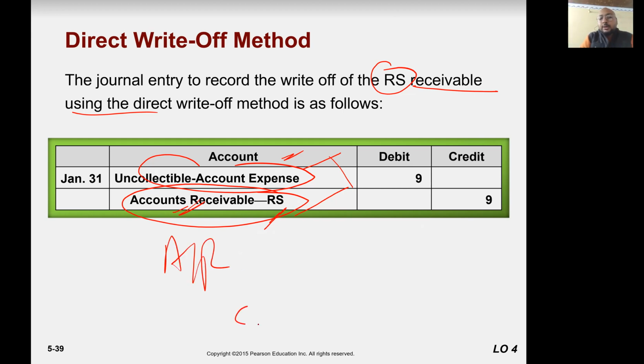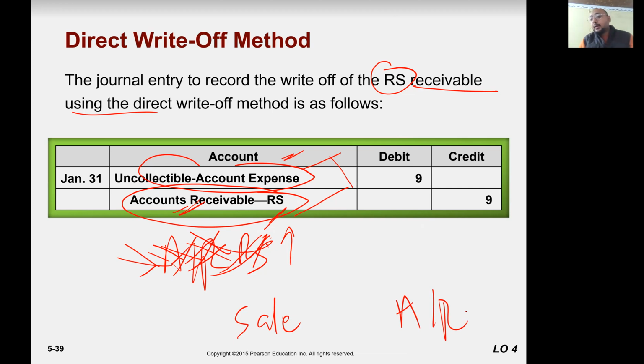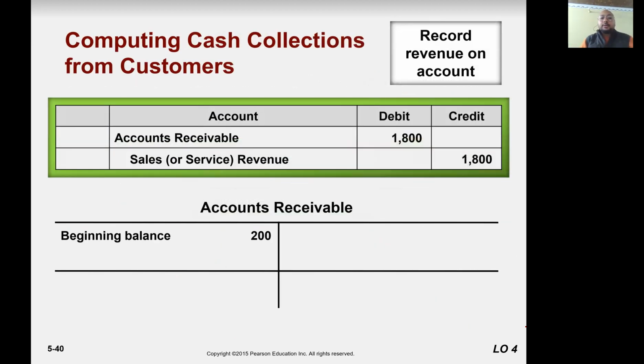Previously, accounts receivable to sales, when you sell to the customer, and now you make a reverse entry to decrease this, because we need to delete that one. So previously it is increased and now it is decreased. So account receivable decrease means credit, and because you make it an expense, you just write down uncollectible expense, 9 and 9. All right, so that is the easiest and simplest one, but it does not follow the generally accepted accounting principles.